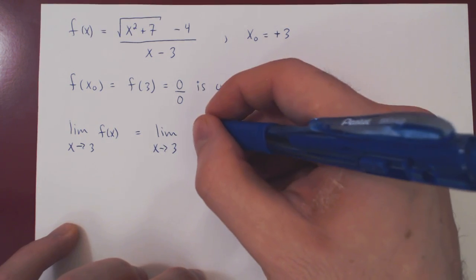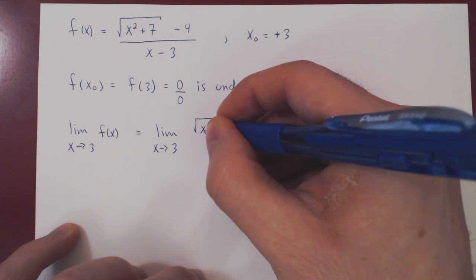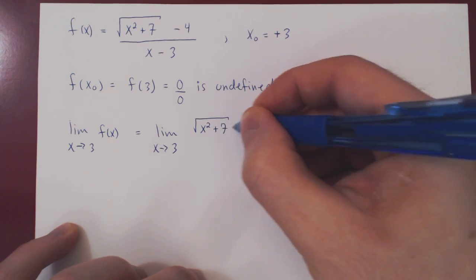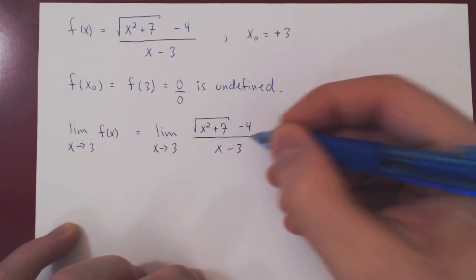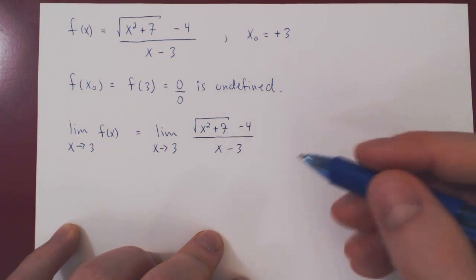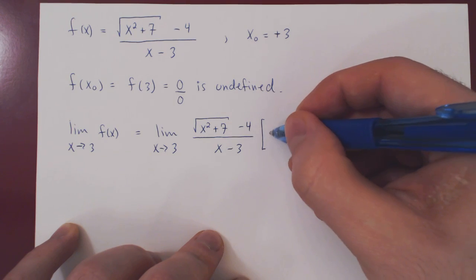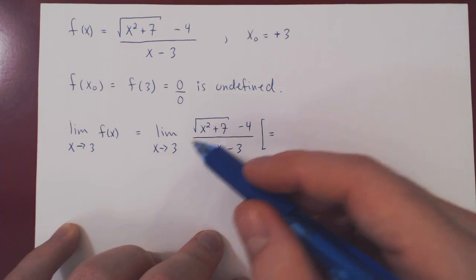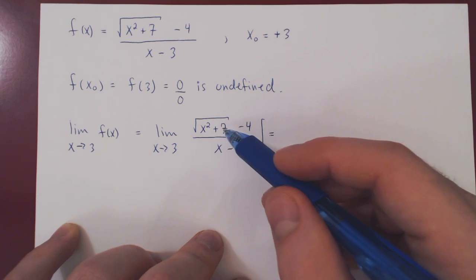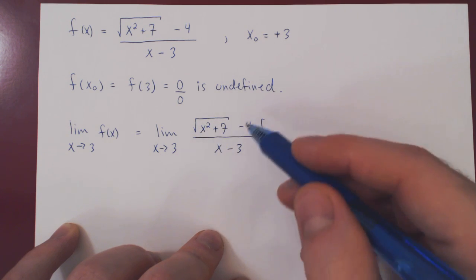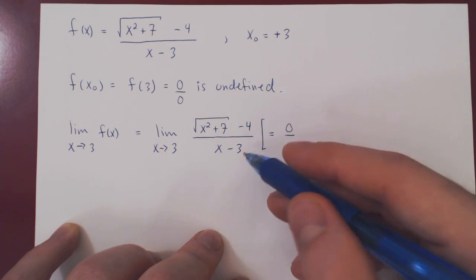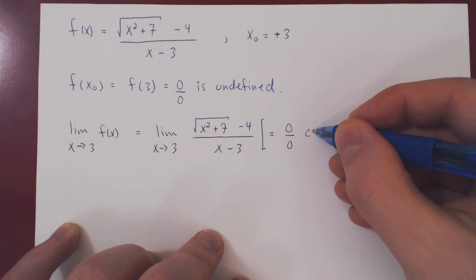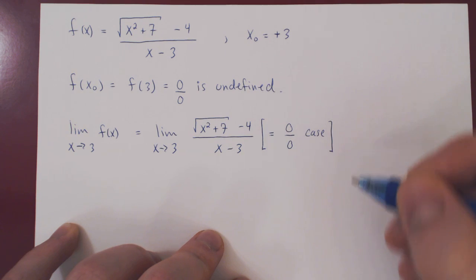Our function, of course, is the square root of x squared plus 7 minus 4, over x minus 3. As always, when we have a limit, we consider the case that we're in. As x approaches 3, x squared approaches 9, plus 7 is 16, root of 16 is 4, minus 4 is 0, and obviously as x approaches 3, x minus 3 also approaches 0. And so we have a 0 over 0 case.